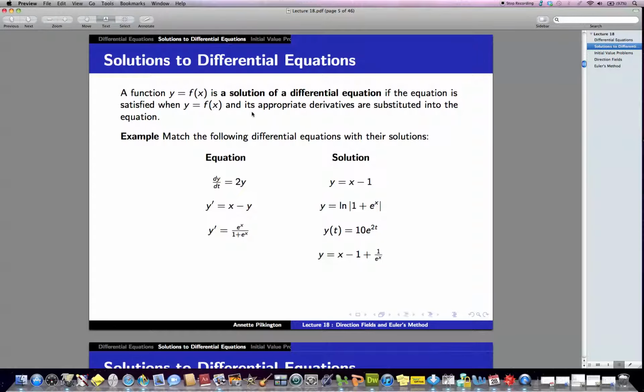When we talk about a solution of a differential equation, if the equation relates a function y of x to its derivatives, then a solution is a function of the form y equals some function of x, so that when we plug it into the equation, it fits in the equation. So for example, if I were looking for a solution of y prime equals x minus y here on the right, I'm looking for a function where y is a function of x, which fits this equation.